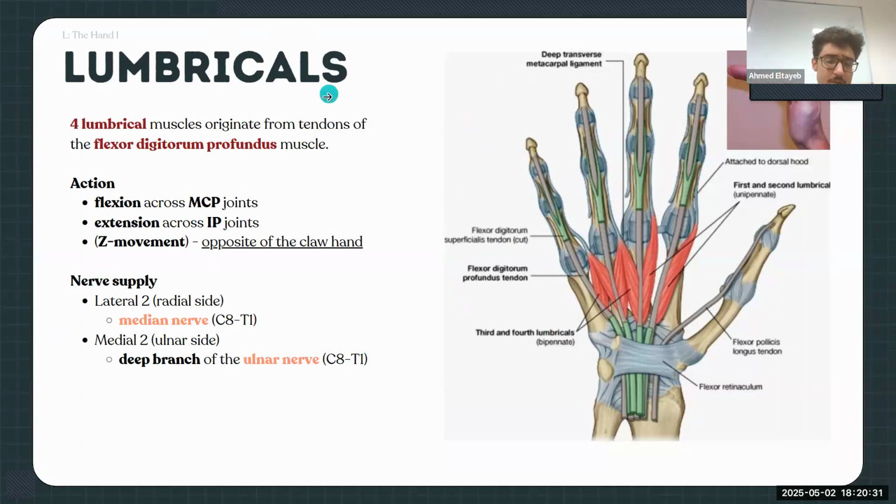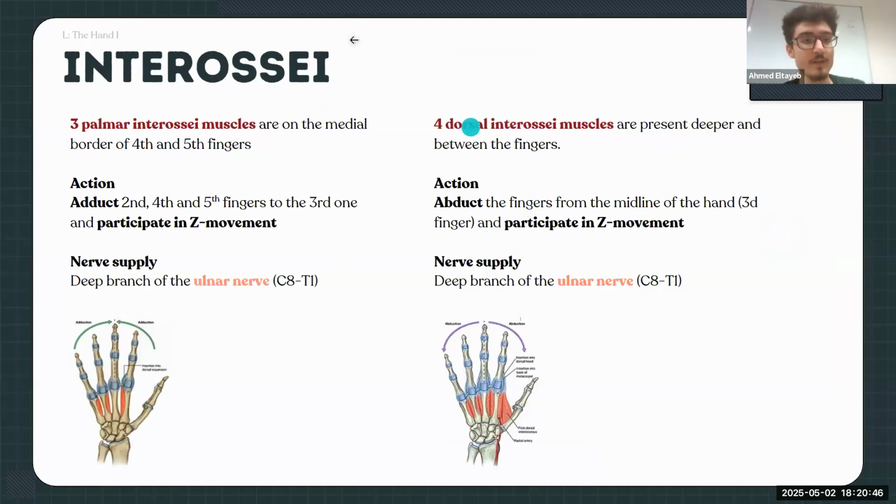What's the nerve supply of the lumbricals? It's split. It's mixed. If you're talking about the medial half, you're talking ulnar. If you're talking about the lateral half, you're talking median. That's the deep branch of the nerve, sorry.